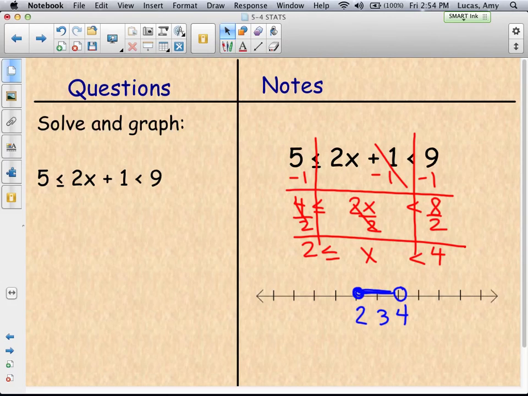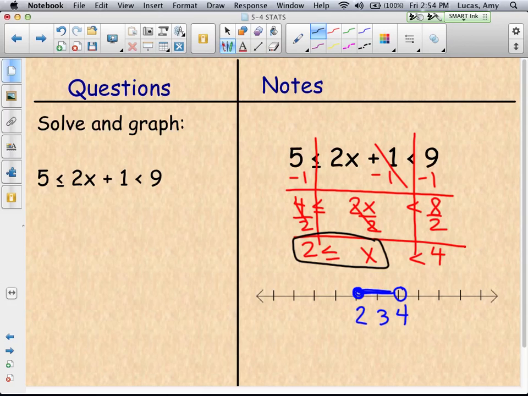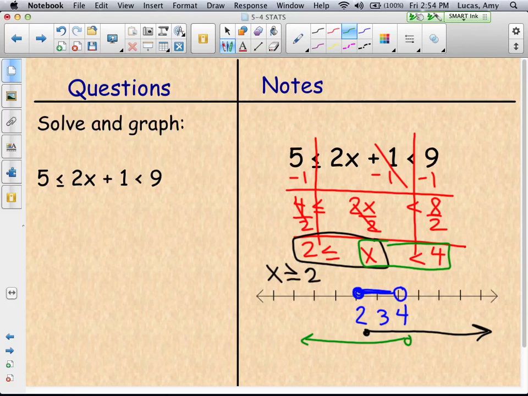Again, if I wanted to separate it, this inequality, 2 is less than or equal to x, it's the exact same as x is greater than or equal to 2. So greater than or equal to 2. And the second one, x is less than 4, would look like this. So again, you should be able to see that where they overlap is the interval that I have graphed in blue.